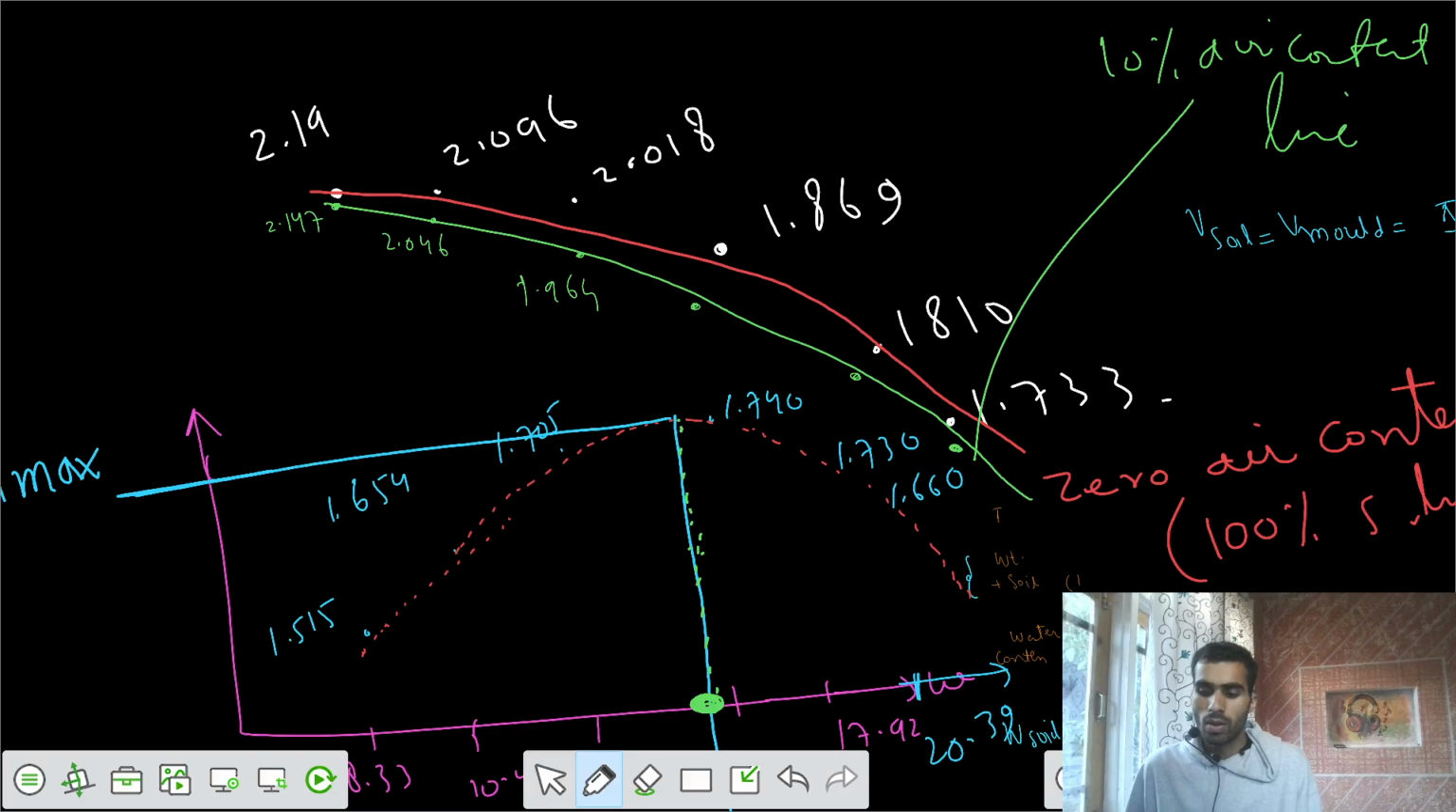Okay, that was all about that particular problem. That's your compaction of soil. Let's say that this was all about that problem.